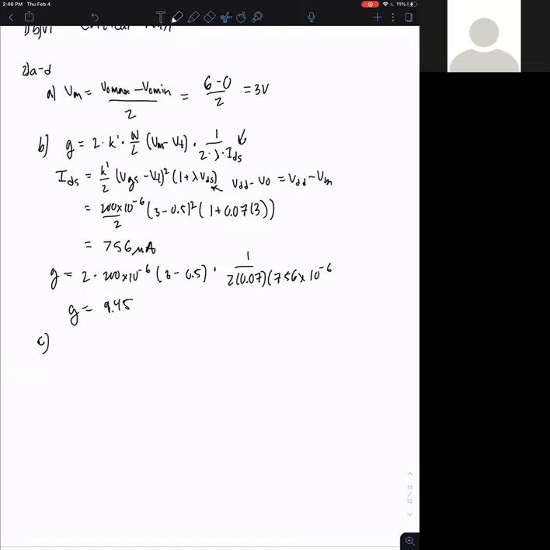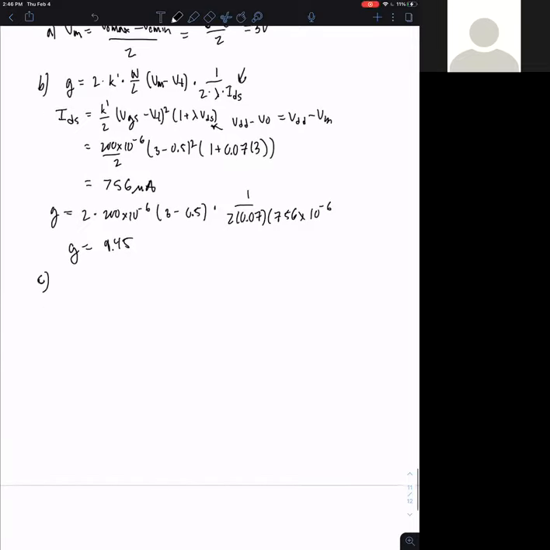Okay, so now we're on the next part and it asks to find VIL. VIL is pretty simple to find. We're just going to use this equation that we were given. VO max is equal to negative G times VIL plus VM times 1 plus G. We already have all these values, including the G we just found. So plugging in the numbers, 6 equals negative 9.45 times VIL plus 3 times 1 plus 9.45. If we calculate that and solve for VIL, VIL turns out to be 2.68 volts.